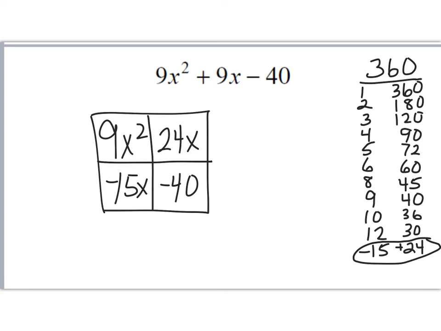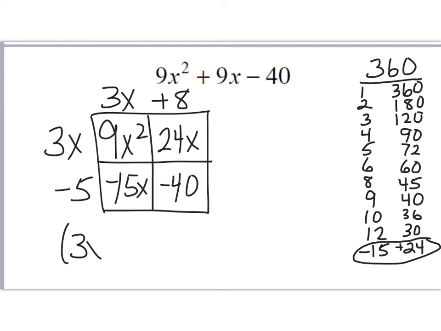All right, starting on the left-hand side in the top row, what is the greatest common factor of 9x squared and 24x? I believe that is a 3x. And then 3x times what gives me 9x squared? Well, another 3x. 3x times what gives me a 24x? That's a positive 8. And now I'm going to go to the bottom row. 3x times what gives me negative 15x? That's a negative 5. All right, 3x minus 5 and 3x plus 8 is my answer.